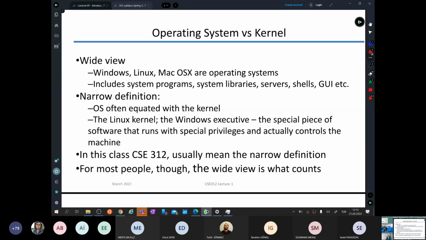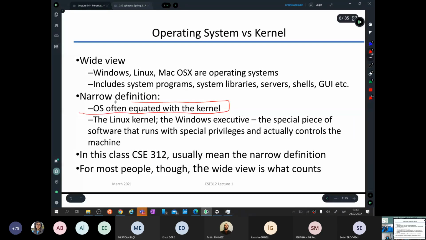So when you view the operating system like this, you talk about your system programs, system libraries, servers, shells, GUI, etc. All the things that come with when you buy Windows. You pay $200, and they give you 10 gigabytes of data. Sometimes you call that 10 gigabytes of installable data your wide view of the operating system. But the narrow definition, we say that the operating system is the piece of software that runs in kernel mode.